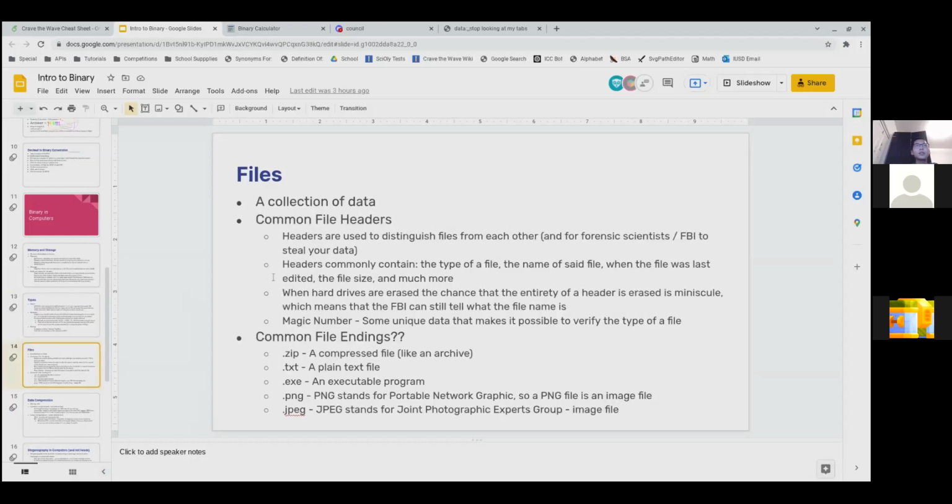And there's also this thing called a file. We normally use files without thinking about what they are, but a file is a collection of data using binary. So this is just an explanation about files. Normally files contain headers and a magic number, which identify the file. And this is all done in binary, so you can imagine how hard it is.